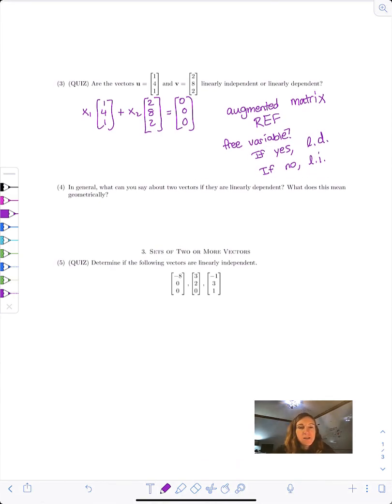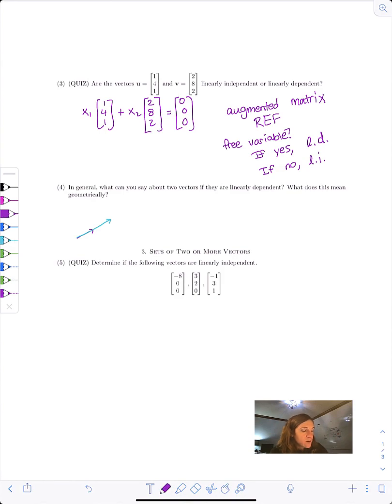So in general, what can you say about two vectors if they're linearly dependent? So you should have seen in the quiz that these two vectors were linearly dependent and they lie along the same line. If you graph them, what you'd end up having is 1, 4, 1, and then a multiple of that, 2, 8, 2 in that case.